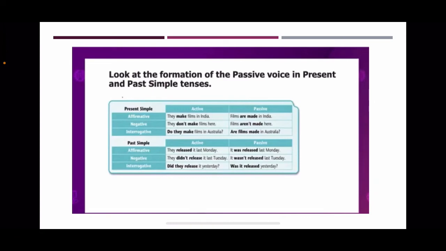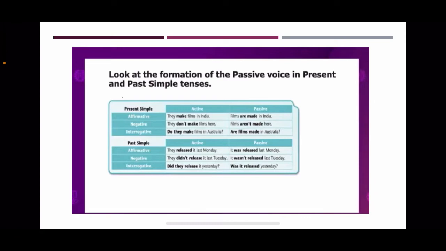In passive forms we use are or is and the main verb. For negative form we use not after are or is. And in interrogative form, we use are or is before the subject.